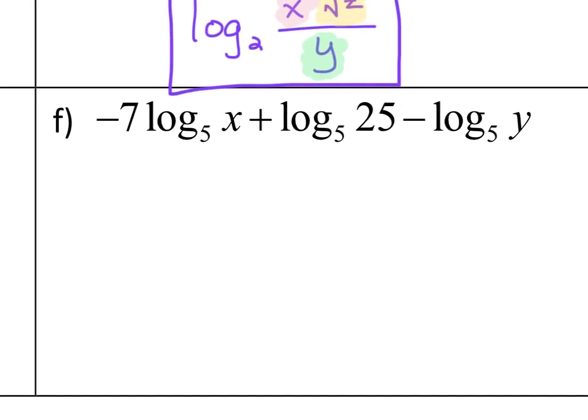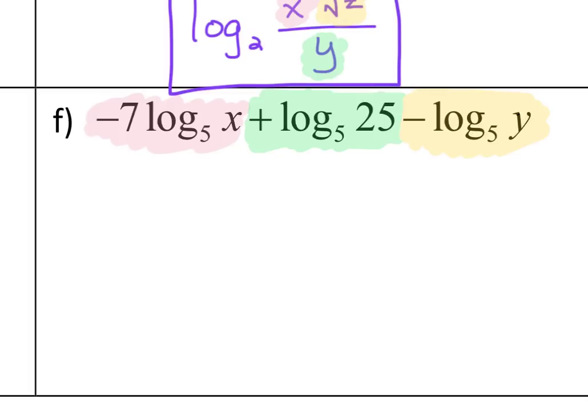And last but not least, another problem that, like the problem directly above it, checks to see if you know what to put in a numerator and what to put in a denominator. So when I look at this problem, I see that I have 3 terms. I have the negative log base 5 of x to the 7th power, that's going to be a denominator. I have the plus log base 5 of 25. Don't simplify that because you need the written logarithm in order to condense this problem. But it's plus logarithm, so the 25 is going to be a numerator. And then I've got this minus log base 5 of y, and that's going to be a denominator.